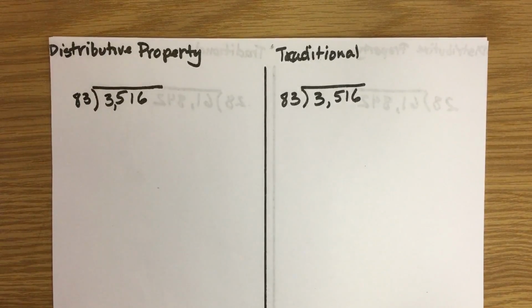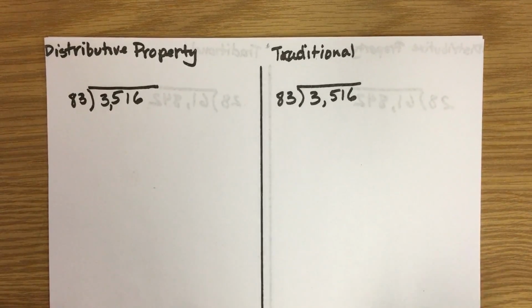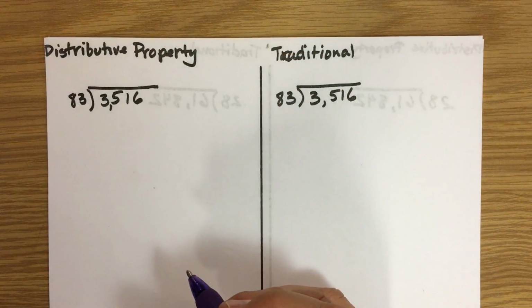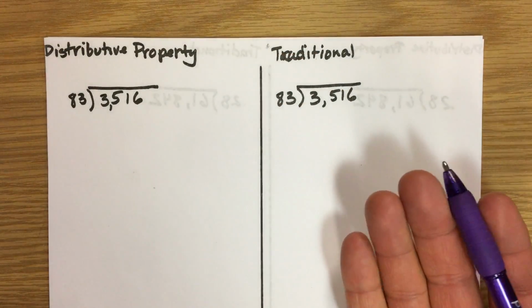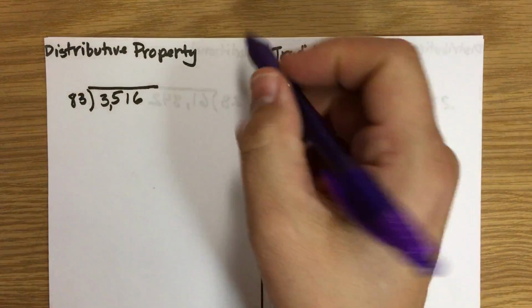Okay, I wanted to show you the distributive property again, because I told you before that it can be flexible in the way we do it. So they could end up being really long processes, or if we use our estimation, we can shorten the process considerably.